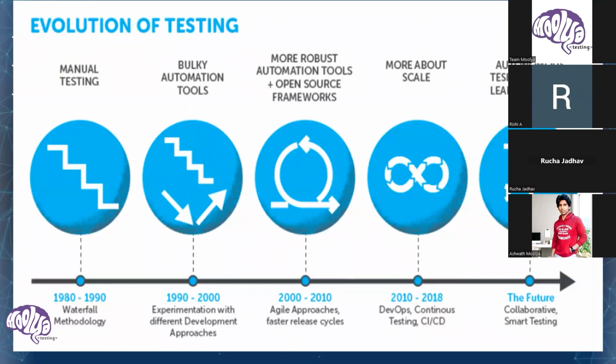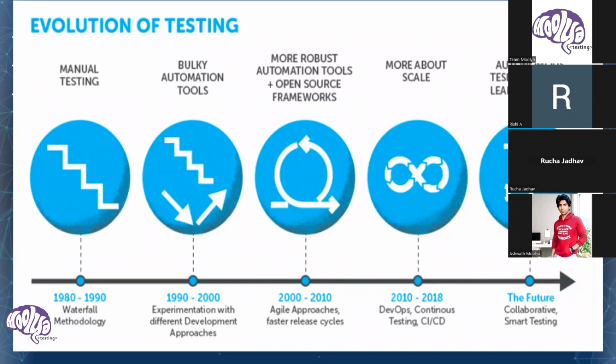Okay, so before that, let's talk about the evolution of testing. If you see this chart, back in the 80s and 90s, the traditional waterfall approach and manual testing were very dominant. As we moved on into the 90s, new development methodologies like Scrum, XP, and RAD started popping up. But unfortunately, at that point test automation was pretty bulky and very expensive, because that's the era where automation was introduced.